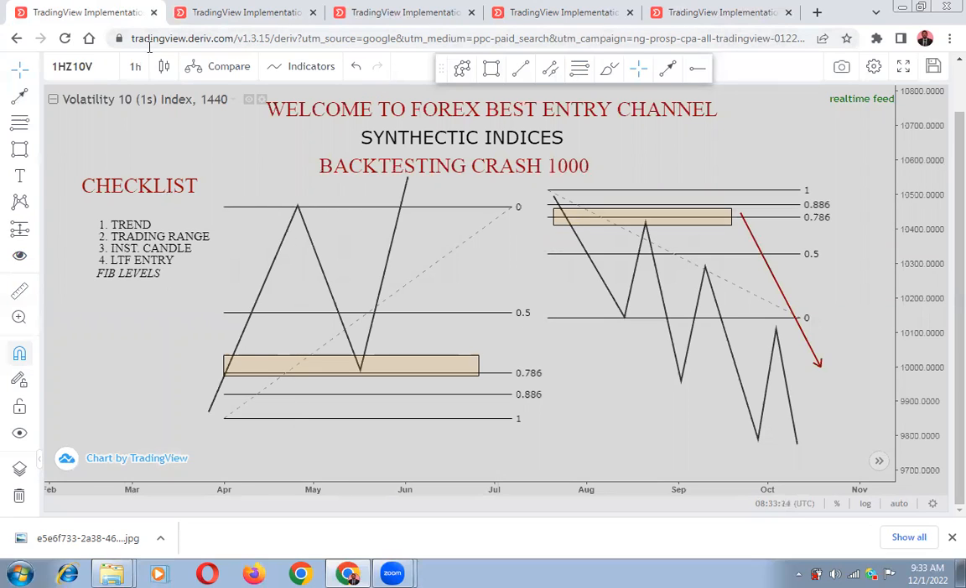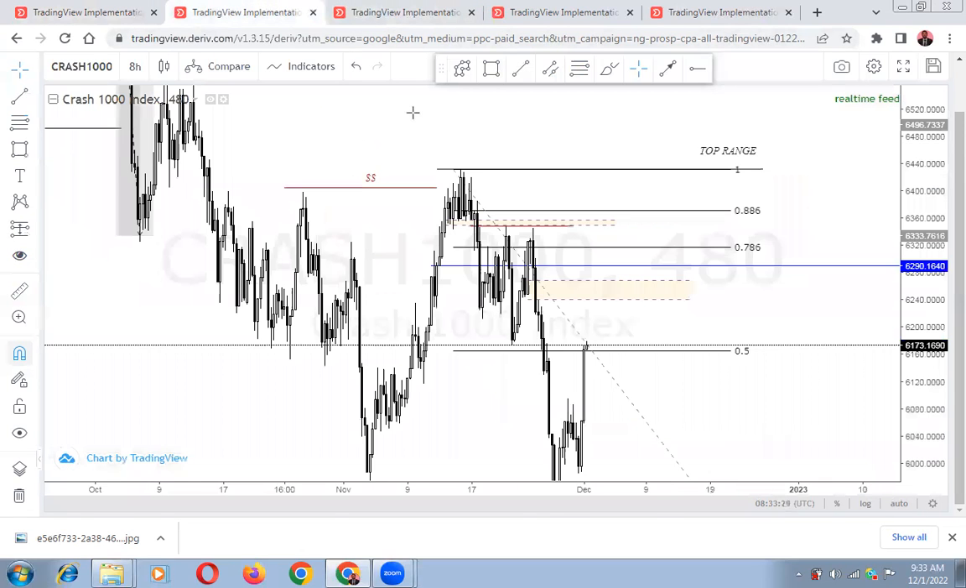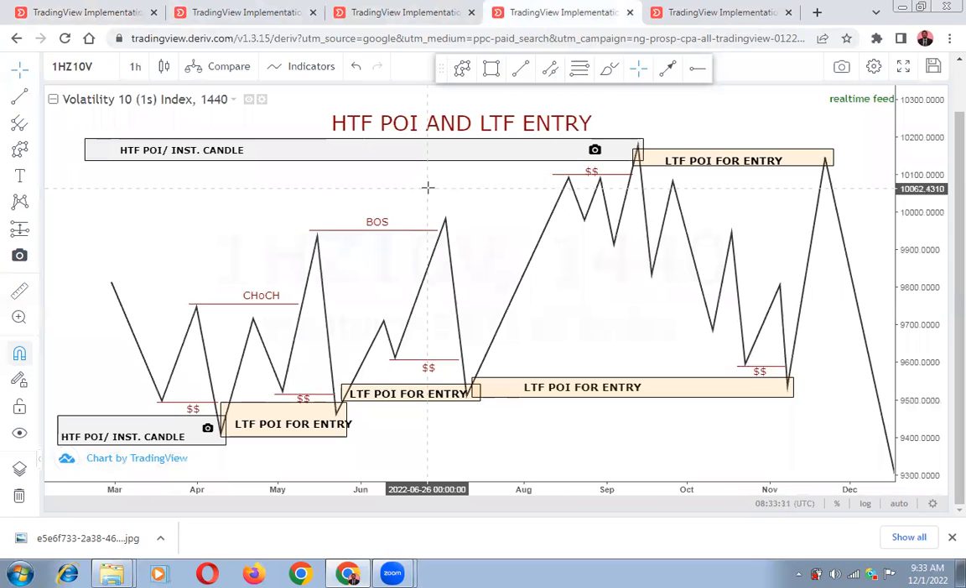Okay, let me show you this. This is higher time frame point of interest and lower time frame entry. If price is coming to the higher time frame point of interest, you have marked out the last lower high or the last higher low, and you want to get in. What are you expecting price to do on a lower time frame?